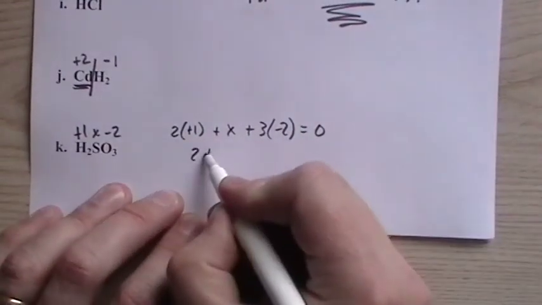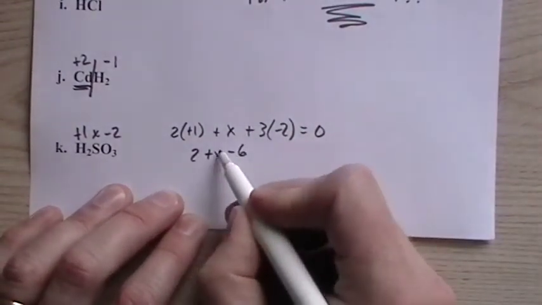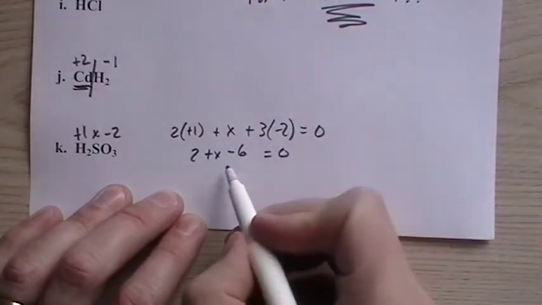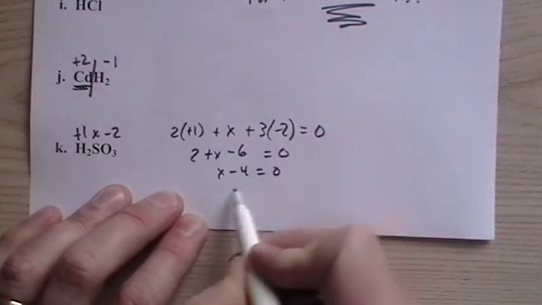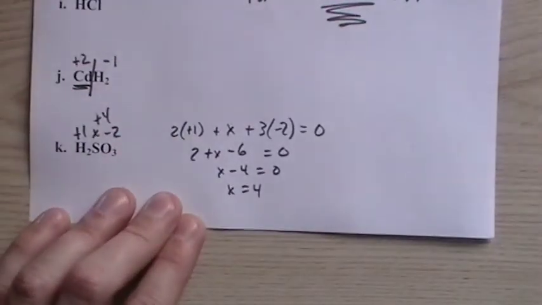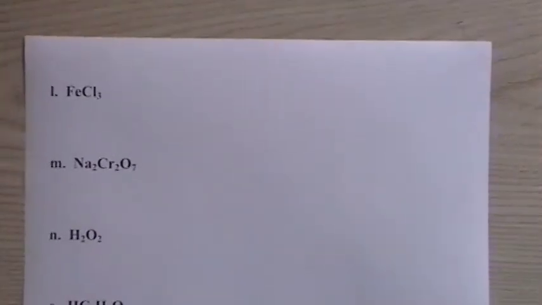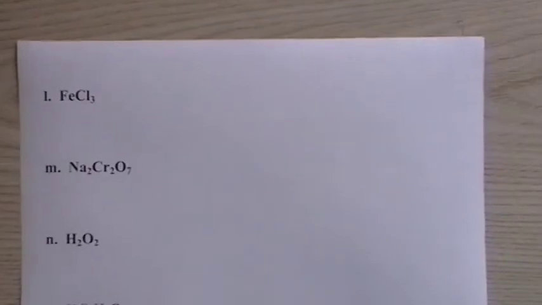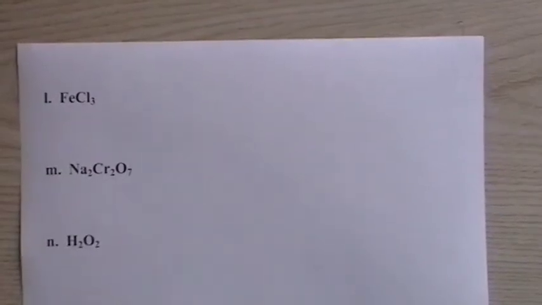So we have 2 plus x minus 6, oops, equals 0. So x minus 4 is equal to 0. x is equal to 4. So +4. You might be able to see these pretty easily. When we get to some more of the tricky ones, you might have to stop for a moment, but the more you do, the better off you're going to be.